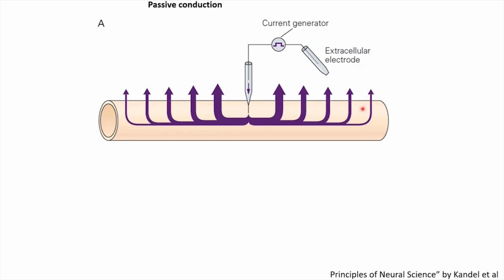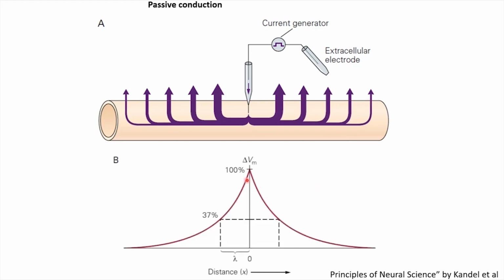And this decay in the final value is given by this relationship: ΔVx equals ΔV0 times e to the power minus x over lambda. So this is also an exponential decay. The maximum value is reached when x is equal to 0, that is at the point of injection, and that value we are denoting by ΔV0, the change in membrane potential that is reached here.